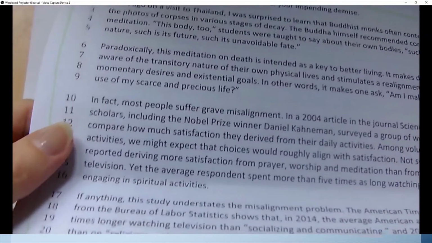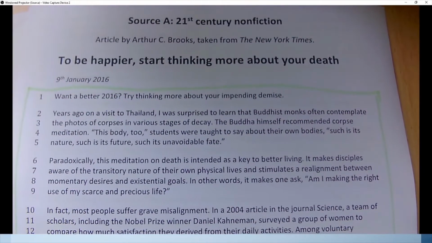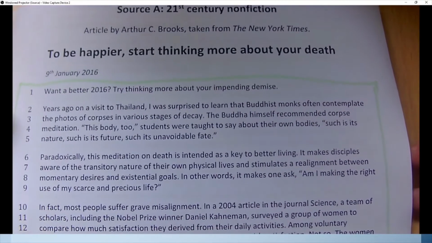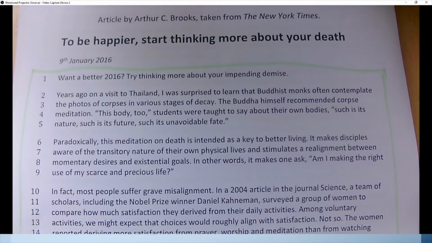Okay, so the first extract is the 21st Century Non-Fiction article by Arthur C. Brooks, taken from the New York Times. The title there was "To Be Happier, Start Thinking More About Your Death." This is from 9th of January 2016. As said, I will read now and cross-reference with that first question. So, want a better 2016? Try thinking more about your impending demise.